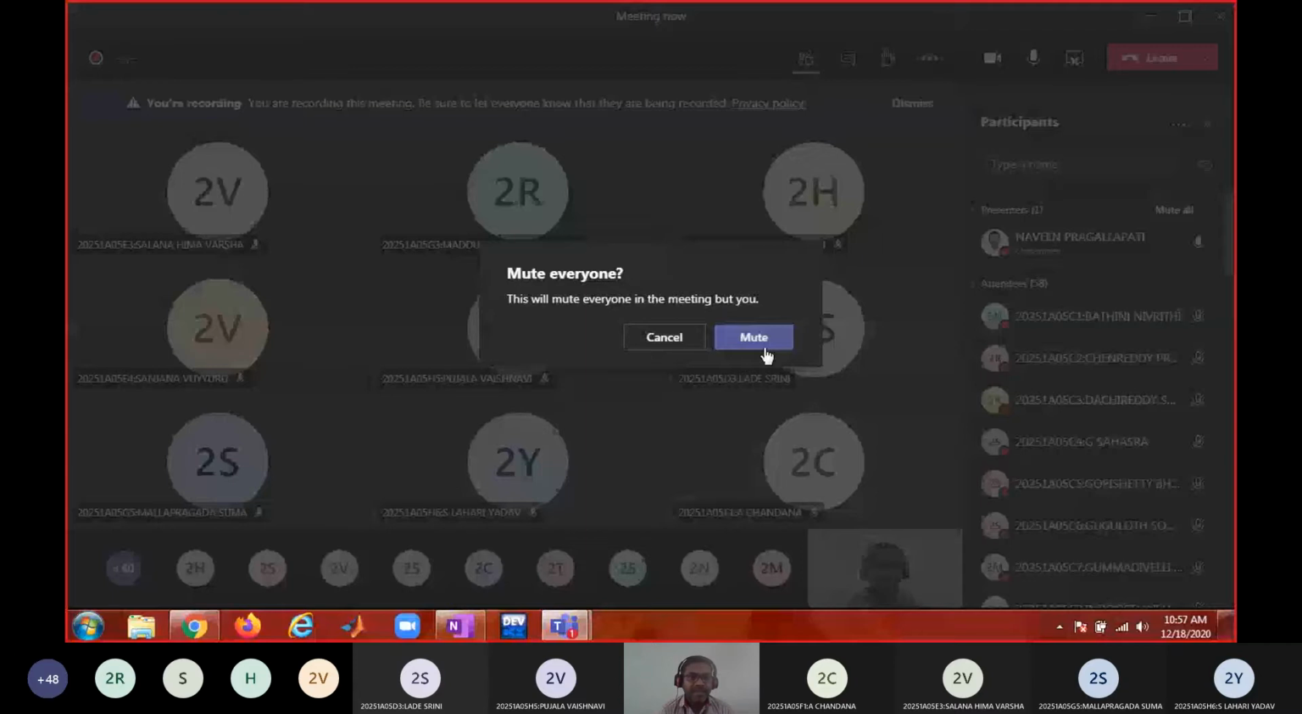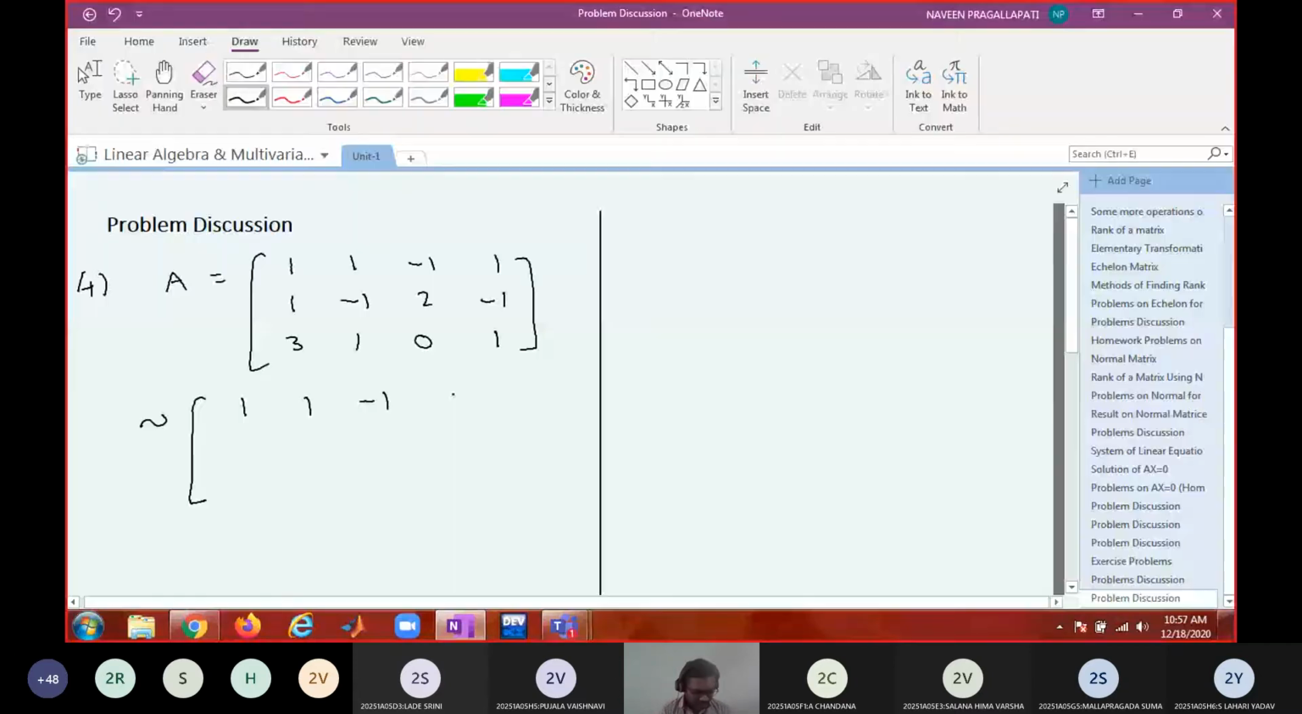After reducing it to echelon form: first row 1, 1, minus 1, 1; second row 0, minus 2, 3, minus 2; last row 0, 0, 0, 0, all zeros.